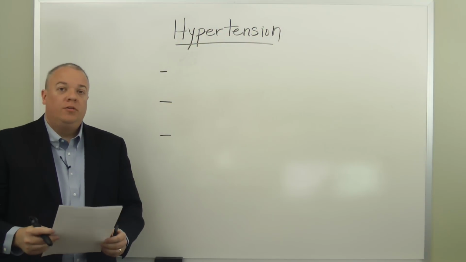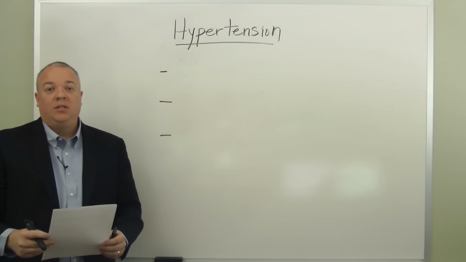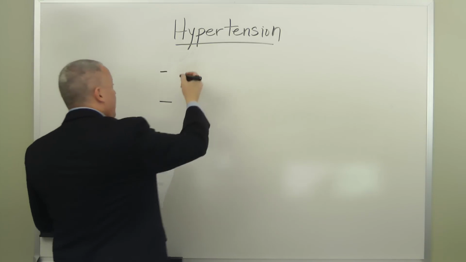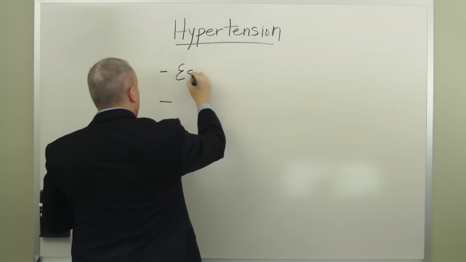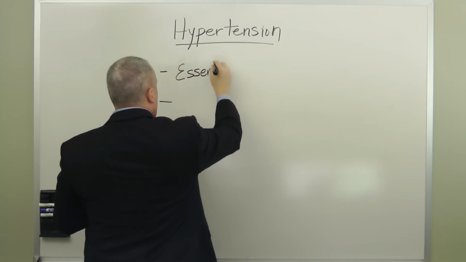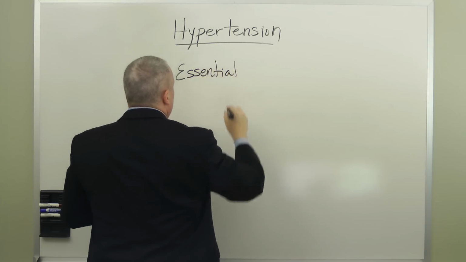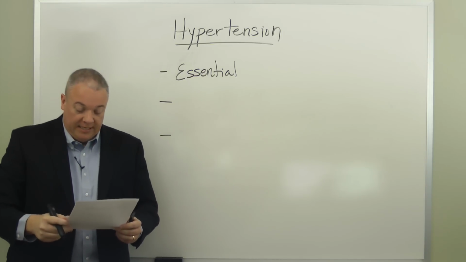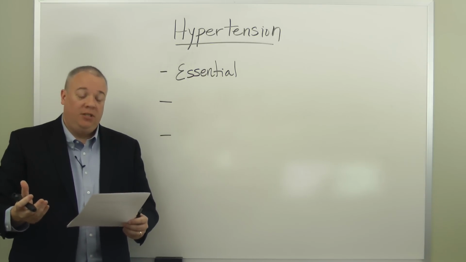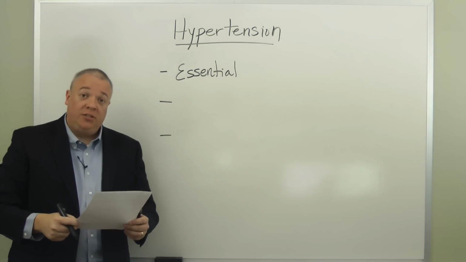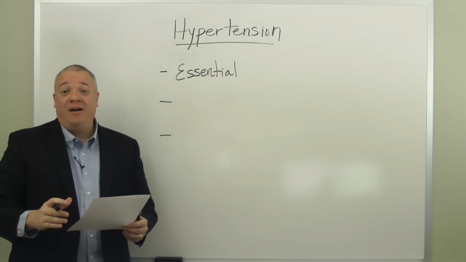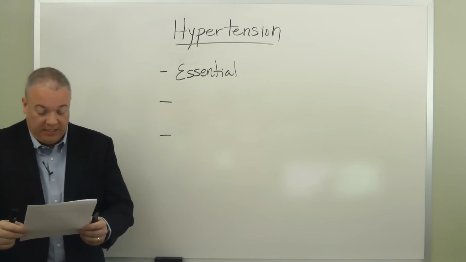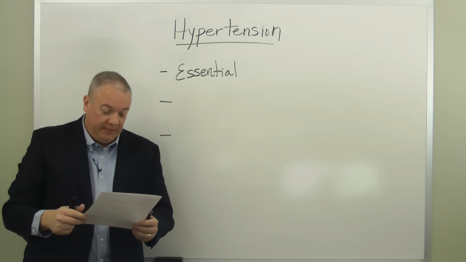Today we're going to go over 3 different forms of hypertension or high blood pressure. We'll begin with the first level, which is called essential hypertension. Essential hypertension is the most common form of hypertension. The cause of this type of hypertension is unknown. Most patients are also unaware that they have hypertension when they have this level. They don't even know that they're suffering from it.